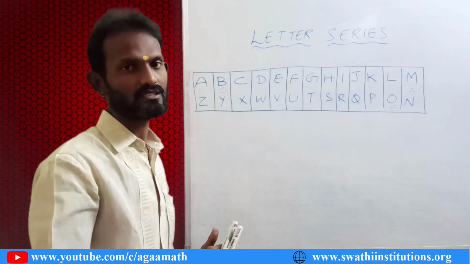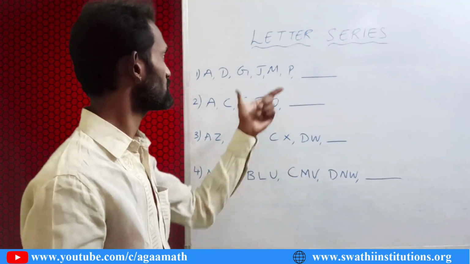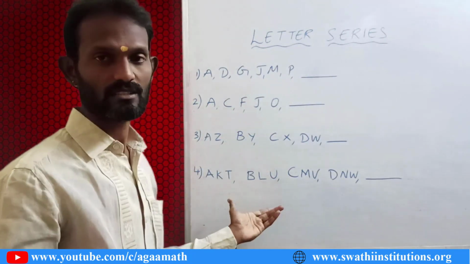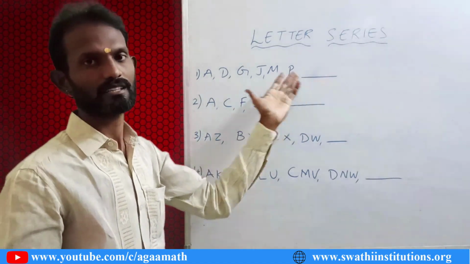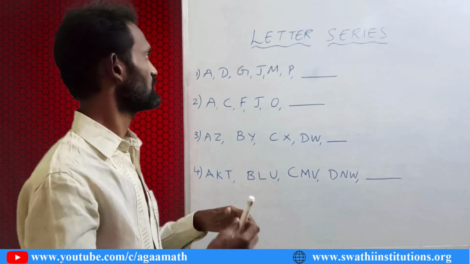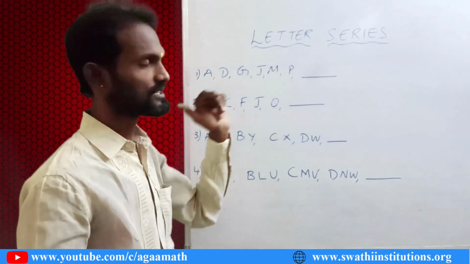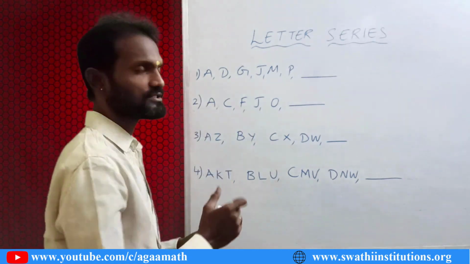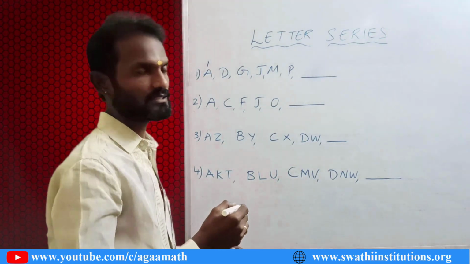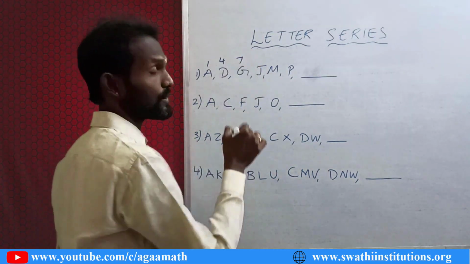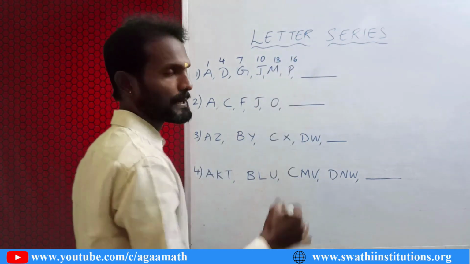Now we come to the questions. Let us see the questions in the letter series. First of all, I have taken just 4 exemplar questions. This is a series to be completed. If you observe the letters here, A, D, G, J, M, P. What is the next? Look at the positions of the alphabets. A1, we know that, D4, G7, J10, M13, P16.